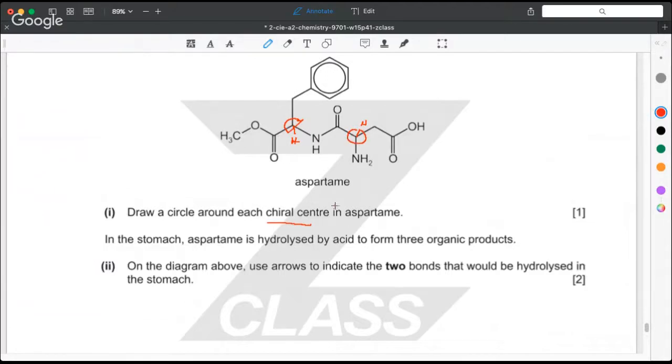So the first part says, where's the chiral center? And then the second part, and the examiner complained about this, said you've got to draw an arrow to show the bonds that could be easily broken. A lot of students drew an arrow that pointed to an atom, but we've got to draw an arrow that goes to a bond. So the bond that gets easily broken is that bond there, and that bond there. The first part of the question wanted you to label up an atom. Second part wanted you to label up a bond. So make sure when you're doing accurate labeling, you're labeling an atom where the examiner wants an atom, and a bond where the examiner wants a bond.